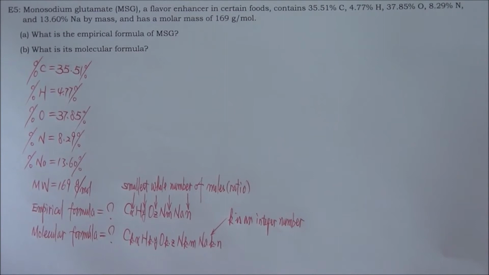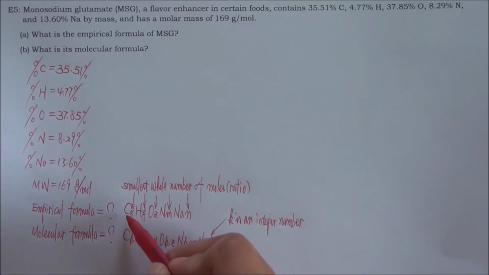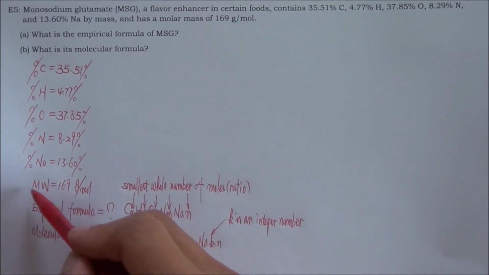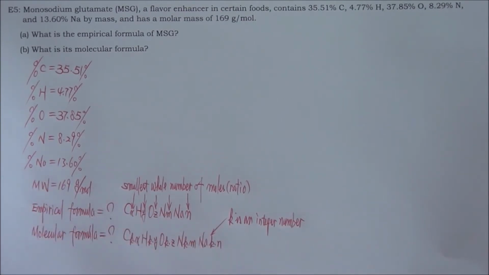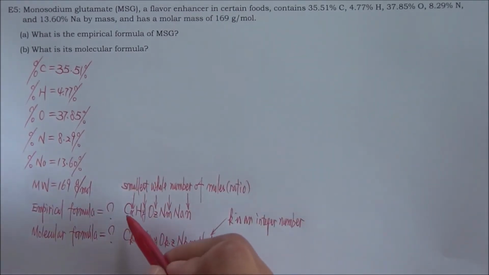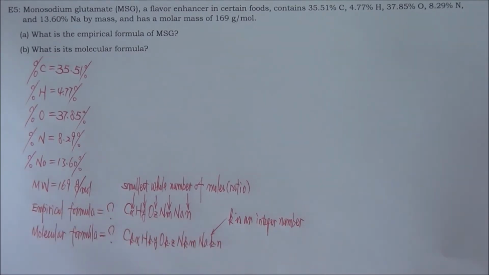From the problem, we know that the compound contains carbon, hydrogen, oxygen, nitrogen, and sodium. To find the empirical formula means we need to find the values of X, Y, Z, M, and N. X, Y, Z, M, and N are the smallest whole number moles of the corresponding element in the molecule. To find the molecular formula means we need to find the value of K. K is an integer. K can be 1, can be 2, can be 3, etc.